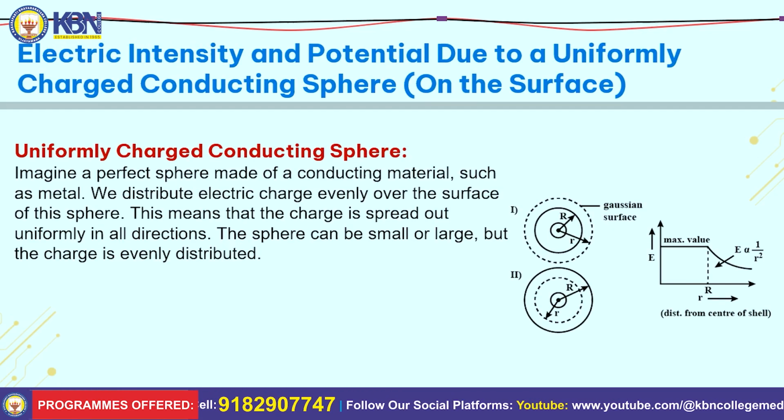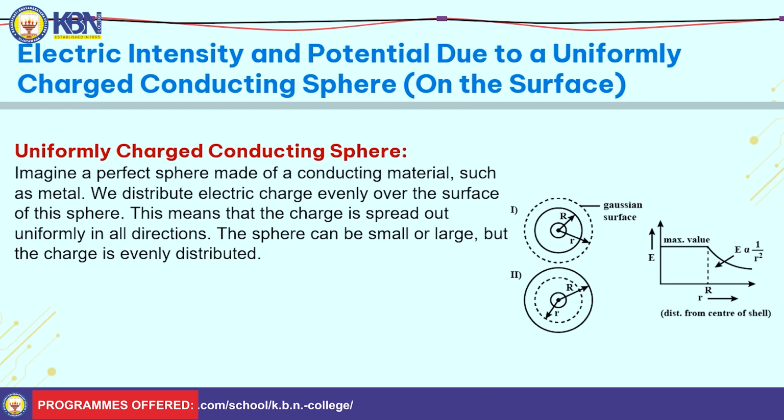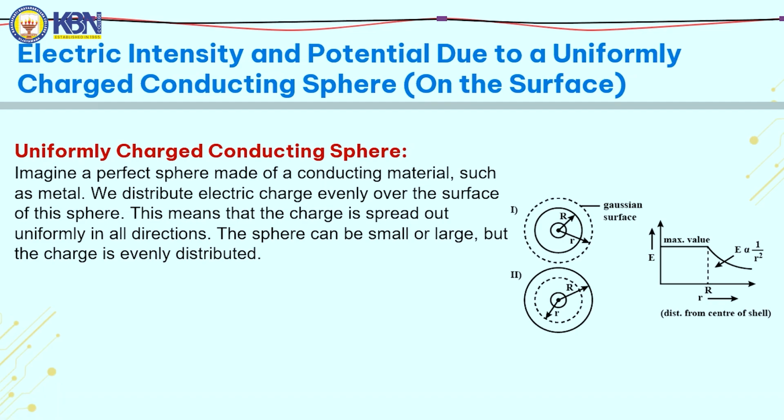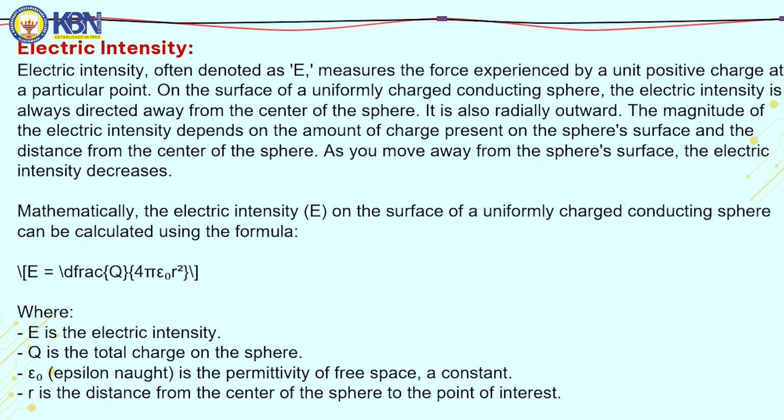The next topic is about the electric intensity and potential due to a uniformly charged sphere. Electricity is a fundamental concept that plays a crucial role. When we study electricity, we often encounter the concepts of electric intensity and electric potential. Imagine a perfect sphere made of conducting material such as metal. We distribute electric charge evenly over the surface. This means that the charge is spread out uniformly in all directions.